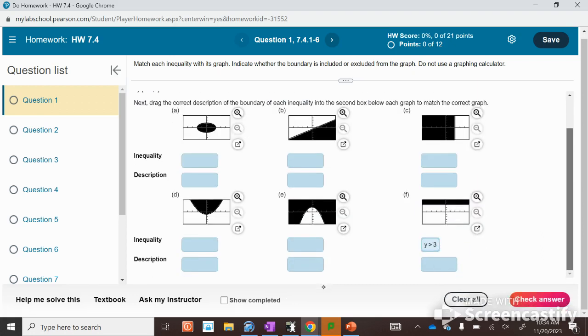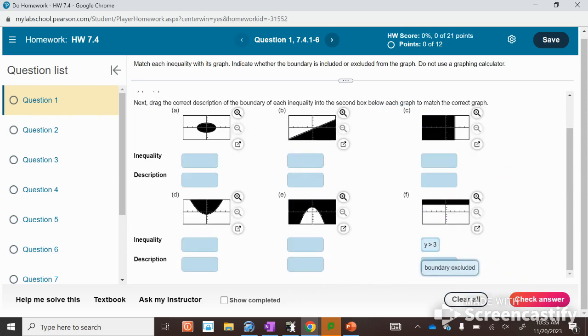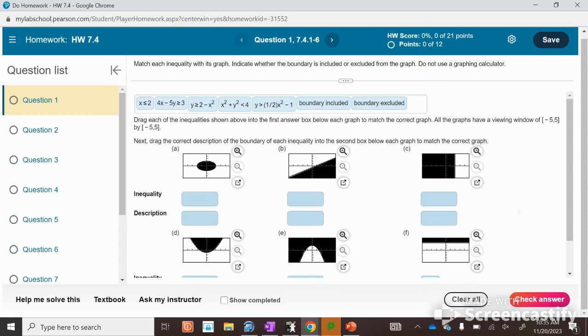That's my inequality. Now we also have to say whether the boundary is included or excluded. Well, in this case, the boundary is going to be excluded because it's greater than. It's not greater than or equal to. It's just greater than. Okay, the next one. X and 2 is right here because x is vertical. And it's included or excluded? It's included.